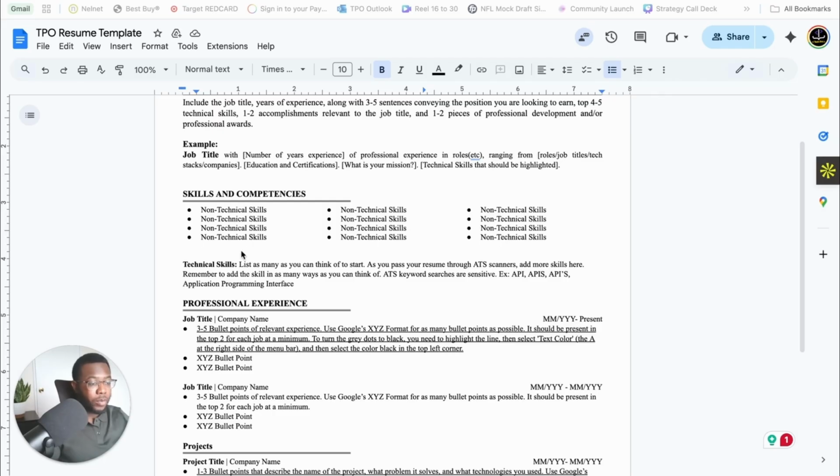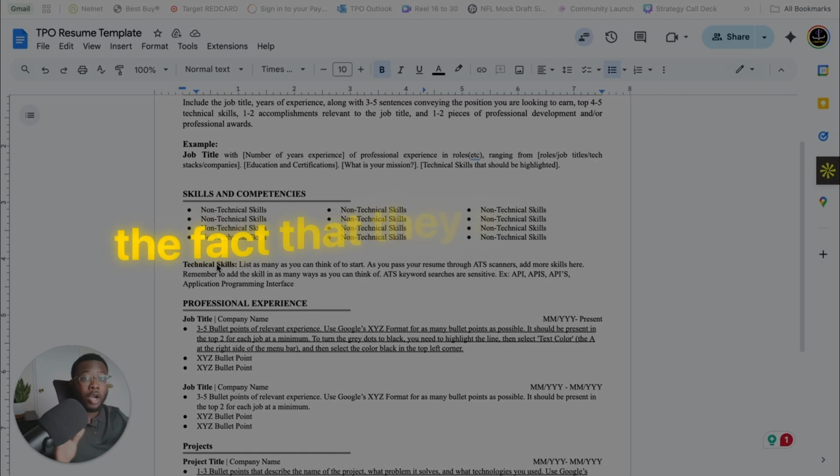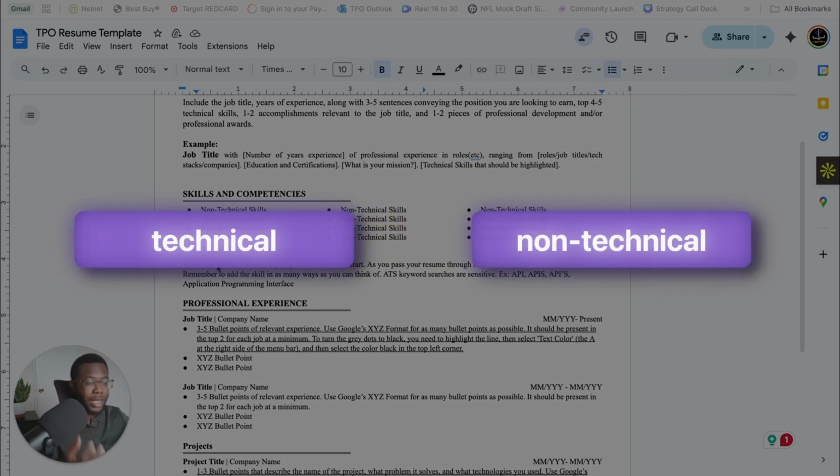You can flip these if you want, right? You can make this top part your technical skills if you feel like that's the part you really want to highlight. You can flip it to skills and competencies down here. It's interchangeable. I just wanted to talk about the fact that they are separate. One is technical, one is non-technical.